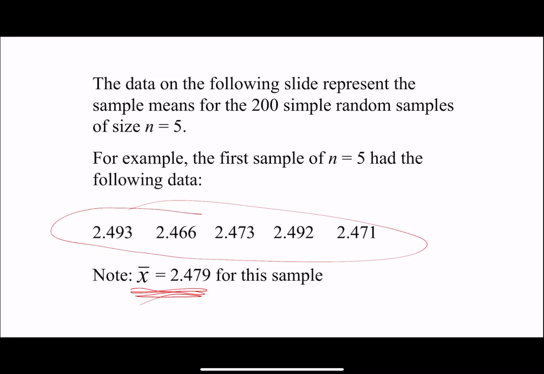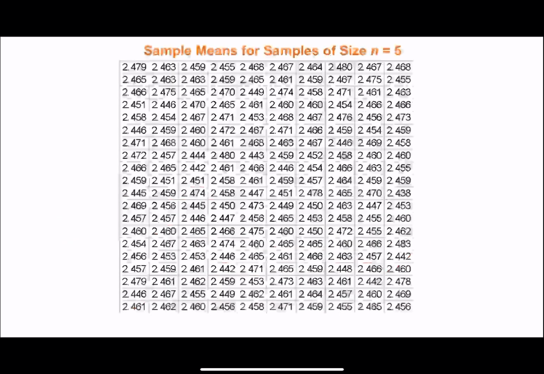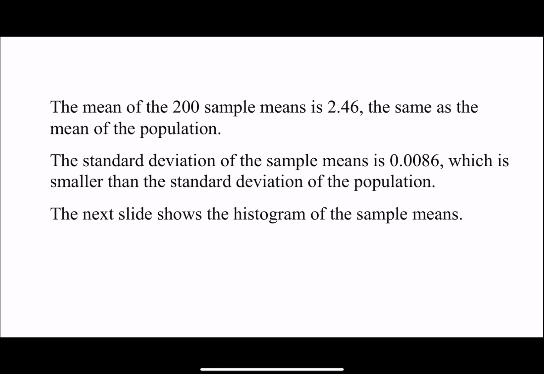Going back here, there's a little bit bigger difference between the weights. These are all really close. So the mean of 200 sample means is 2.46. That is the same as the mean of the population. The standard deviation of the sample mean is 0.0086. That's smaller than the standard deviation of the whole population because we are dealing with means.